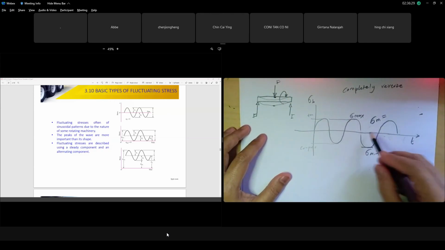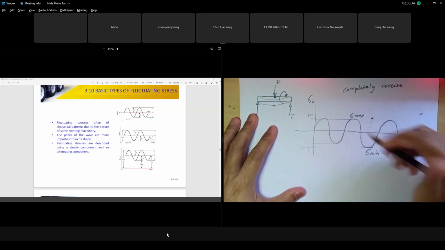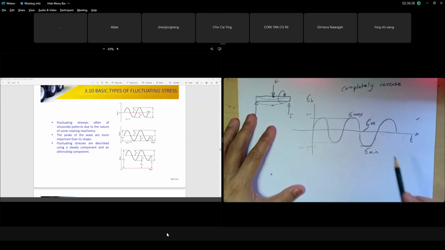Okay. What is the mean of this case? What does complete reverse mean? What is the value of the mean? Sigma mean. What value is your sigma mean here?